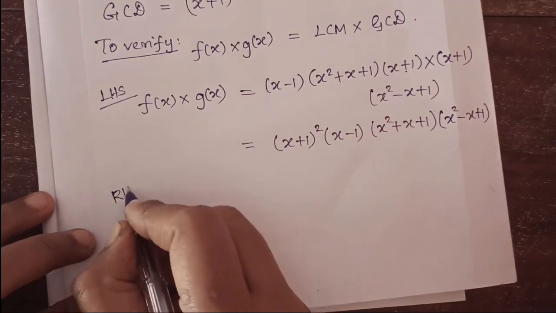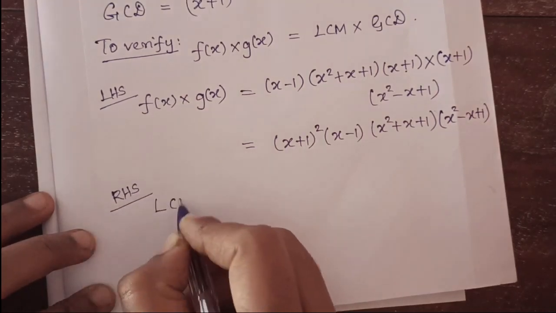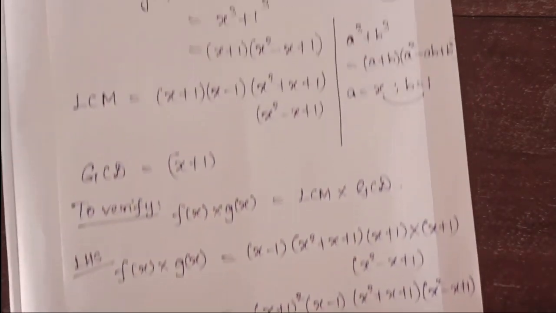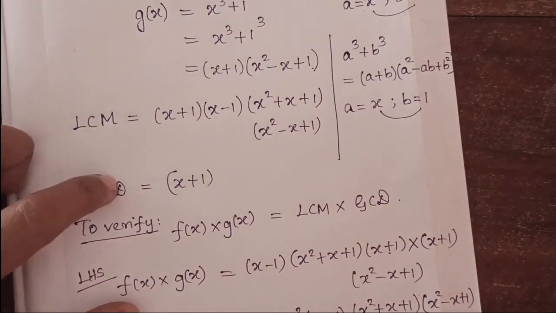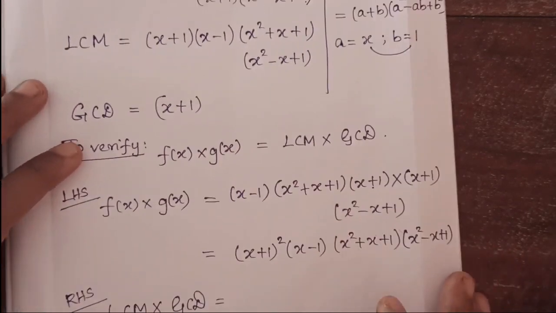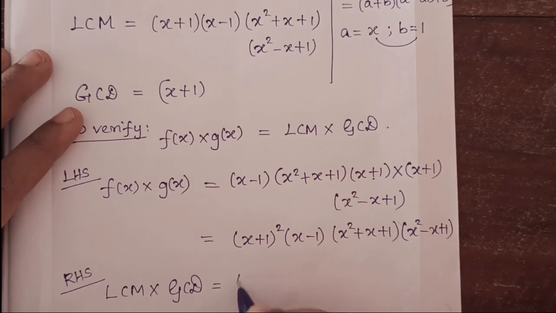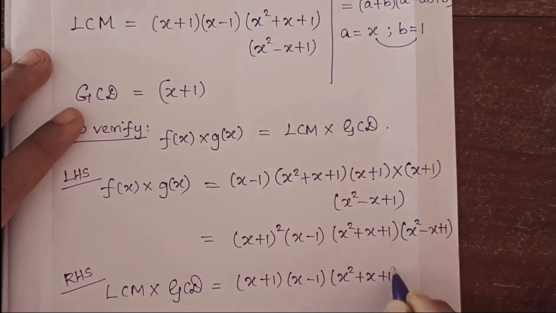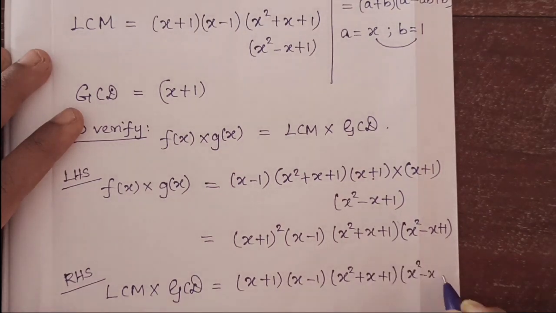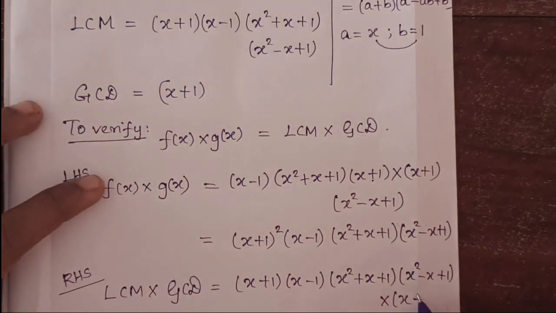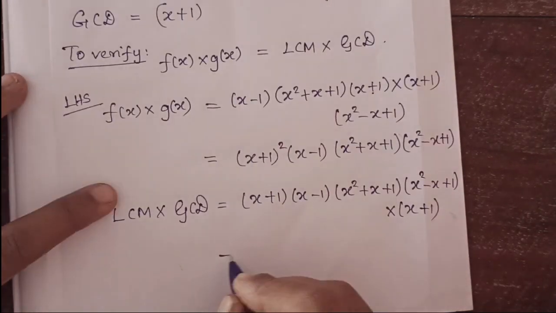Now we need to find the RHS value. What is that? LCM into GCD. Already we found both the answers. That means we have the LCM answer and the GCD answer. We need to multiply only. So LCM is equal to x plus 1 into x minus 1 into x square plus x plus 1 into x square minus x plus 1 into, what is the GCD we got? x plus 1. Just multiply these two.